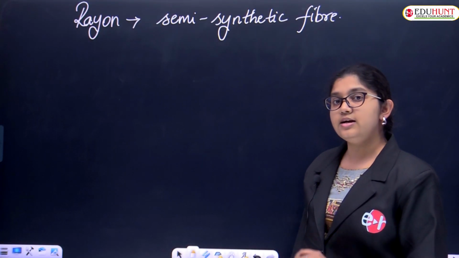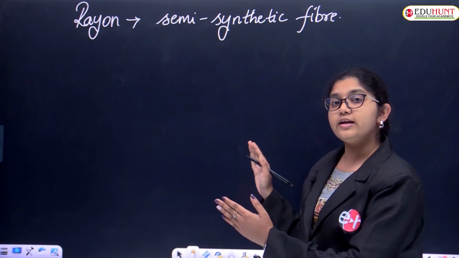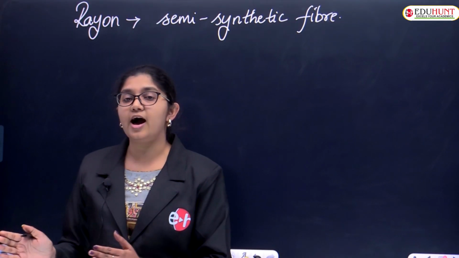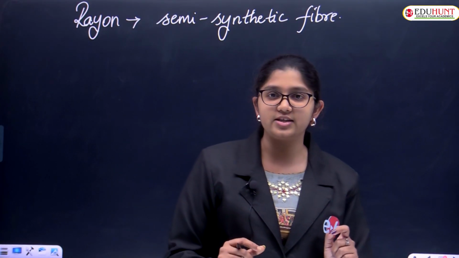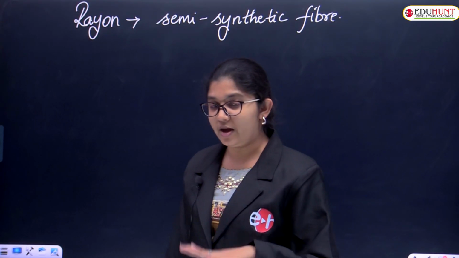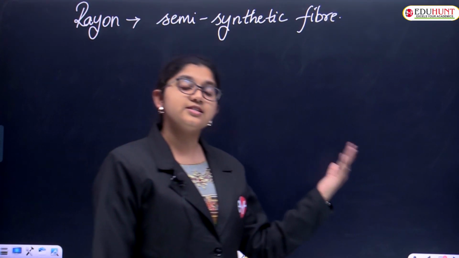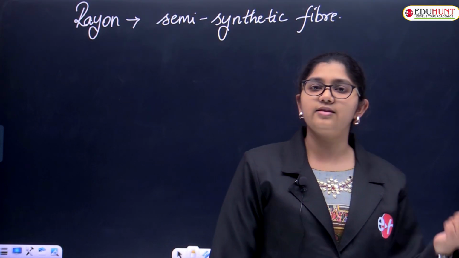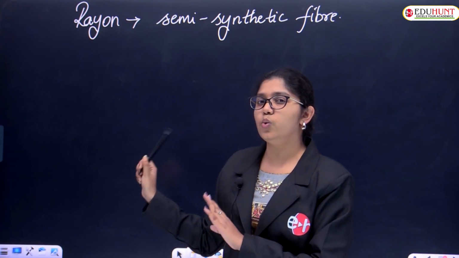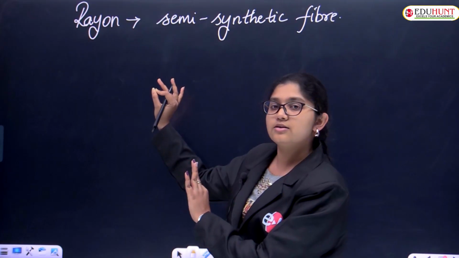You know why? Because this particular rayon is obtained from wood pulp, which is obtained from plants. Very good. See, the huge trees contain wood, right? From that they take the wood pulp and process it to obtain cellulose, and from there they obtain this rayon fiber. We'll see how it's processed. First learn the concept of rayon.